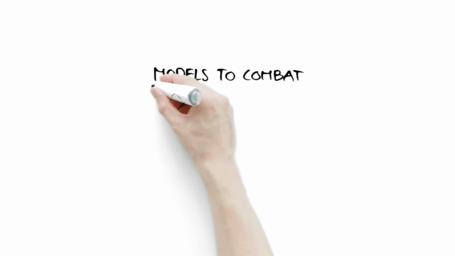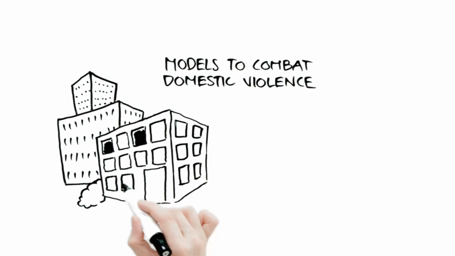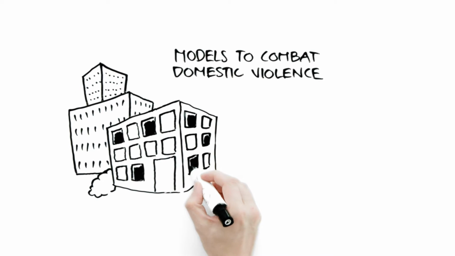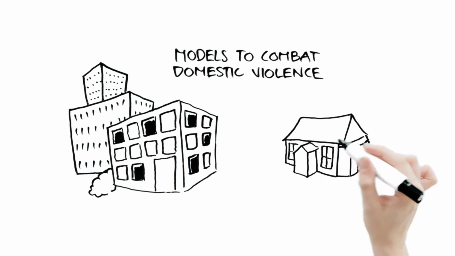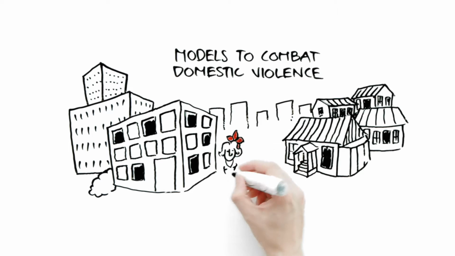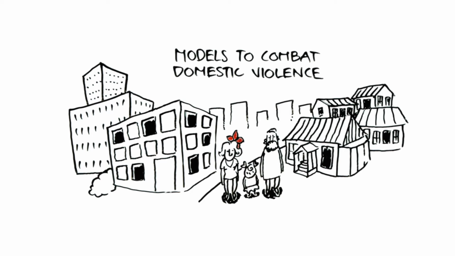Models to combat domestic violence. There are many kinds of domestic violence: physical, psychological, sexual, economic, cultural, and religious. It occurs in all social classes. Here, we present a form for mapping domestic violence and 3 operational models to combat it.